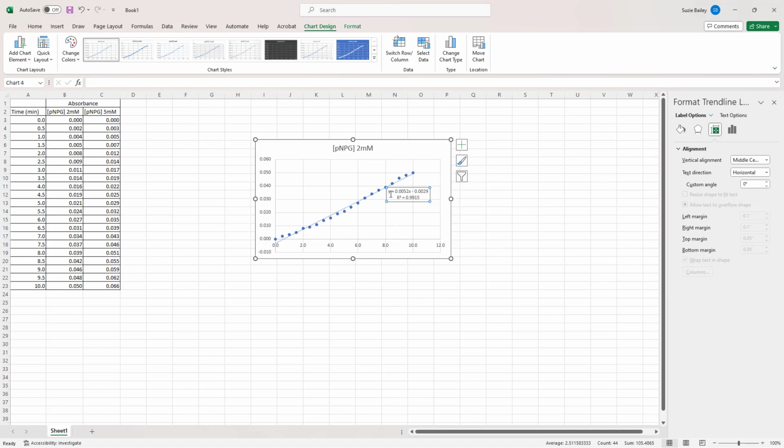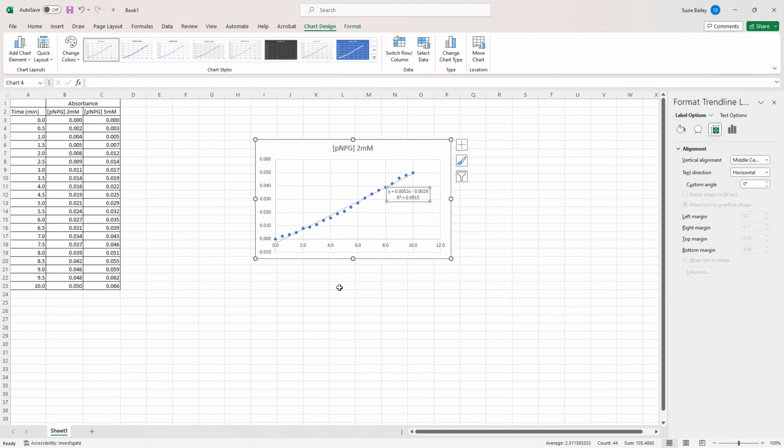So here's our equation of the line: y equals 0.0052x minus 0.0029. And so our slope term on this graph would be 0.0052. And so that would be the reaction rate that we have determined in units of absorbance units per minute.